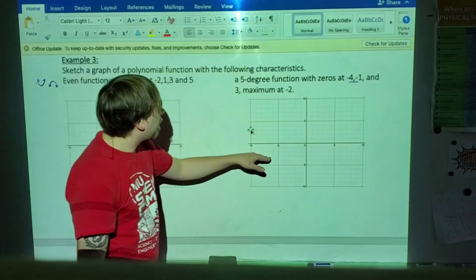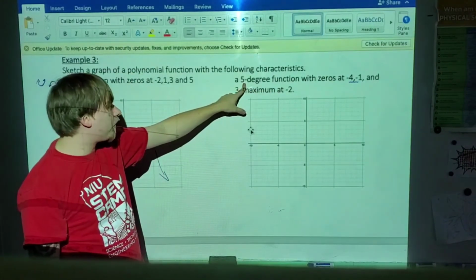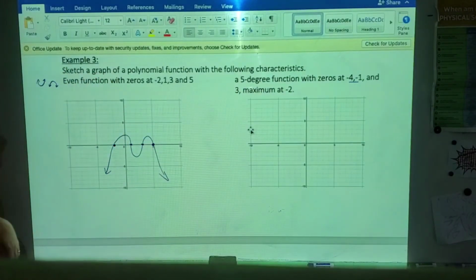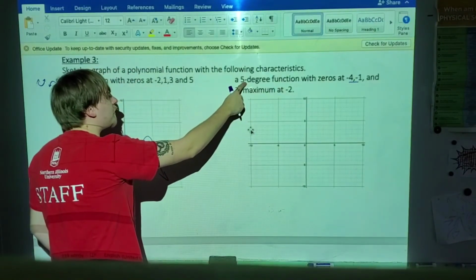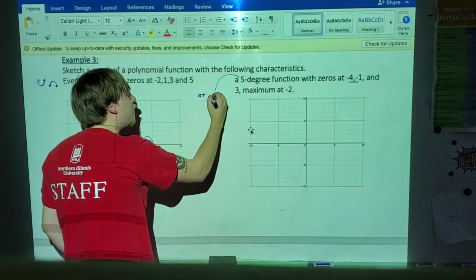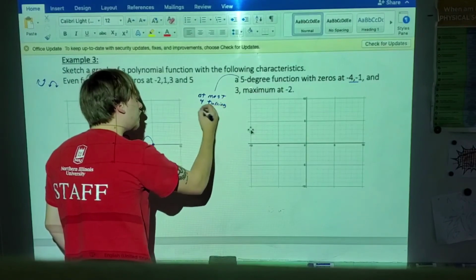Let's do one more. A 5-degree function. So 5-degree function, we talked about before that when we talk about the degree, we can only have so many turning points. And so if we have a 5-degree function, our turning point, most number of times that we can turn around is 4. At most, 4 turning points.